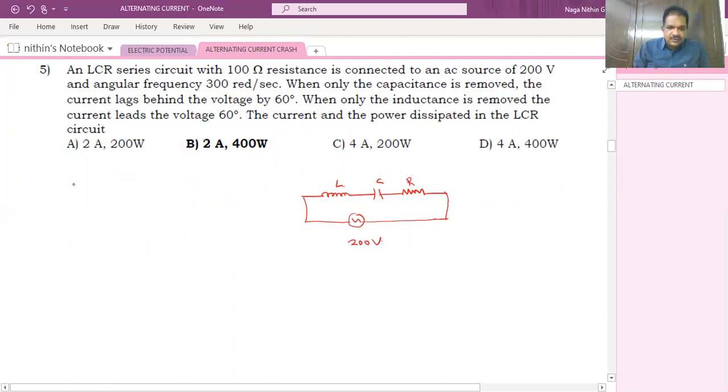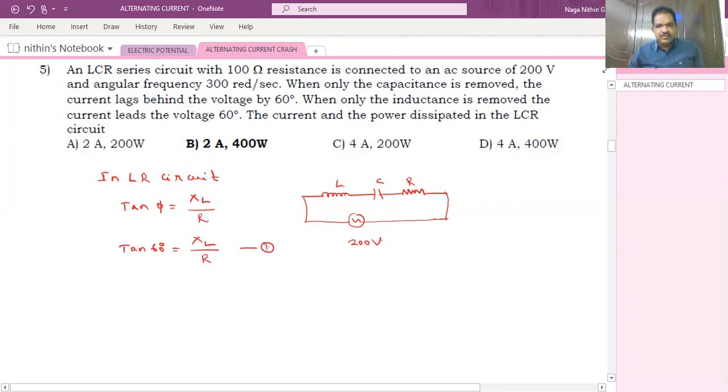Okay. So in an LR circuit, tan phi is equal to XL by R. So here, 60 degrees they gave, XL by R. Let it be equation 1. Later, inductance is removed. When only the inductance is removed, again the current leads, initially lagging.